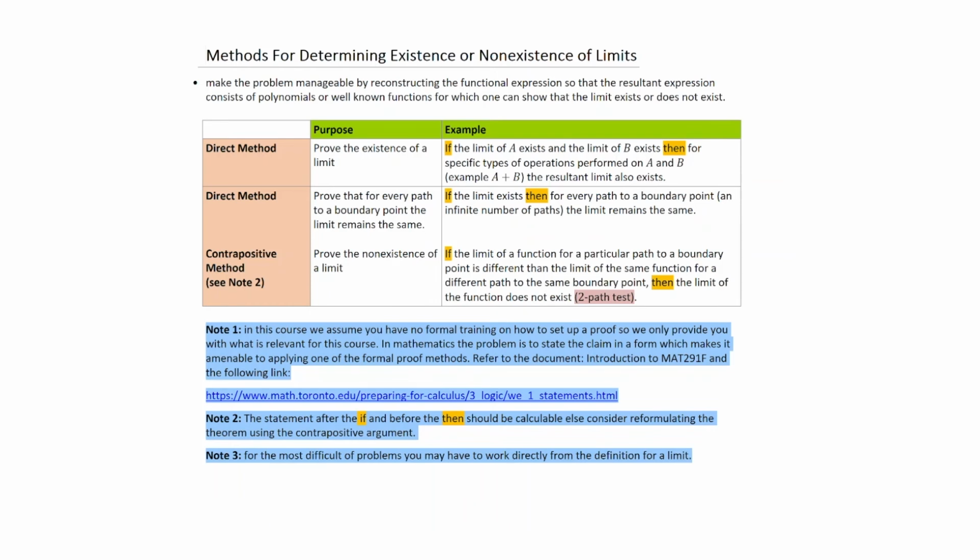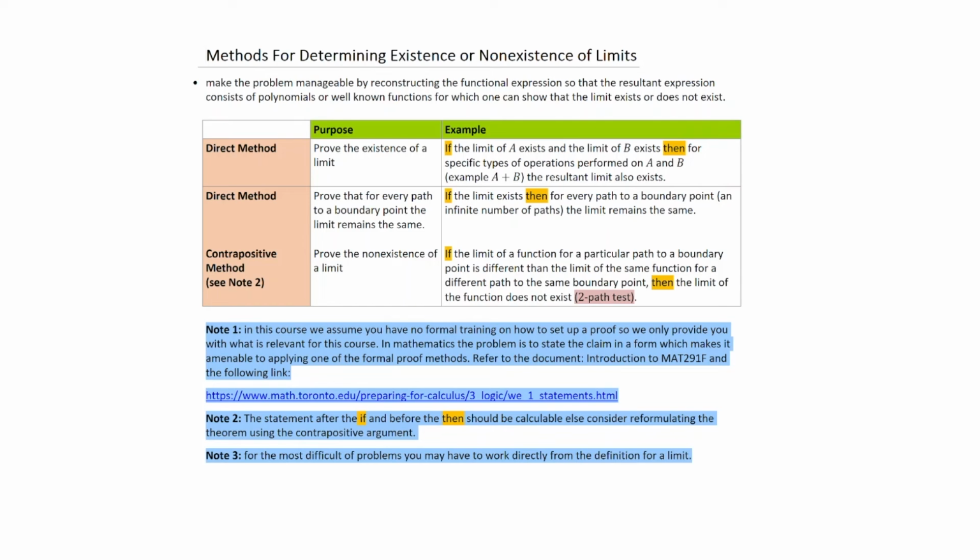All right, so here are some practical approaches in terms of what we're going to be looking at, given that we're not using the delta epsilon method. What we want to do is make the problem manageable by reconstructing the functional expression that you're given. So the resultant expression consists of polynomials or well-known functions for which one can show that the limit exists or does not exist. Let me just give you some examples.